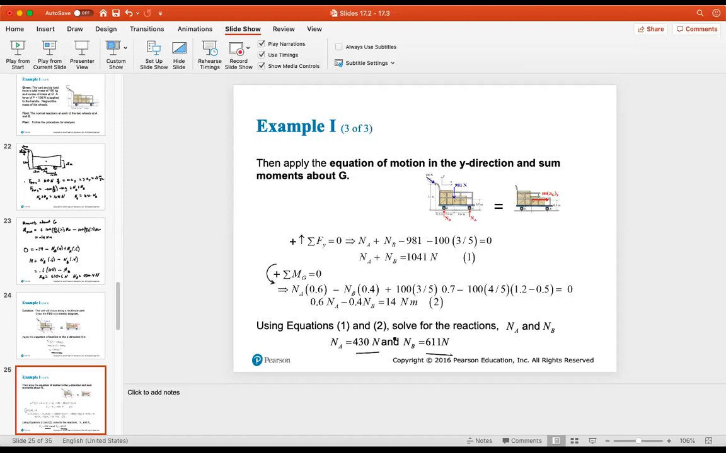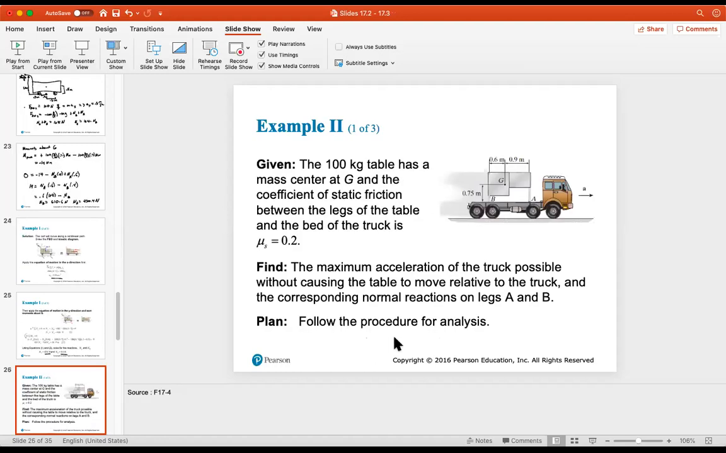All right, let's do another example. Here's a situation where you have a truck which is accelerating, and you have this, they call it a table, but it's just some object, and they tell you the coordinates of its center of gravity, which is really all you need. And they tell you that it's standing on two legs. If you can kind of see this, there are legs here, and here. Okay, so the object is standing on two legs, and if the truck goes too fast, the object is going to start to move. It's not safe. So the task is given a coefficient of static friction of 0.2.